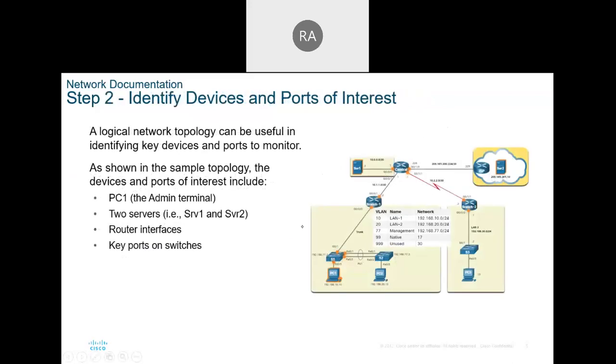Step 2, identify devices and ports of interest. I've mentioned that briefly. Major connections, you must capture all those ports. You must document those connections. A logical network topology can be useful in identifying key devices and ports to monitor. As shown in the sample topology, the devices and ports of interest include, look at PC1 because it is connected to the admin. The other two servers, because they are servers, that's why we're capturing them. Router interfaces, key ports on switches. Now, when you say key ports on switches, we're talking of switch to switch connections.